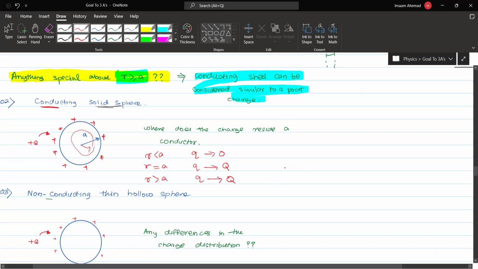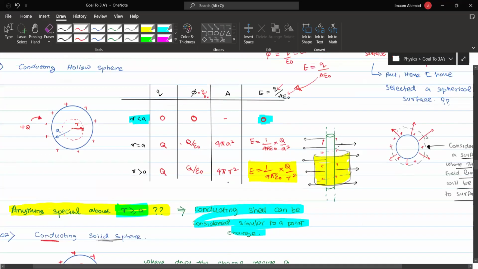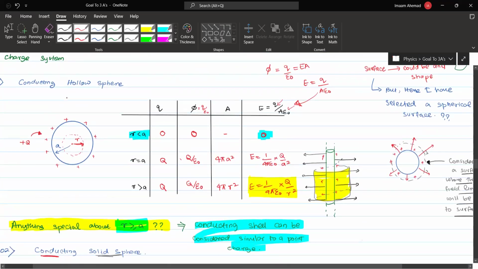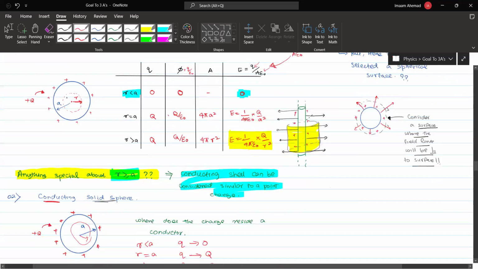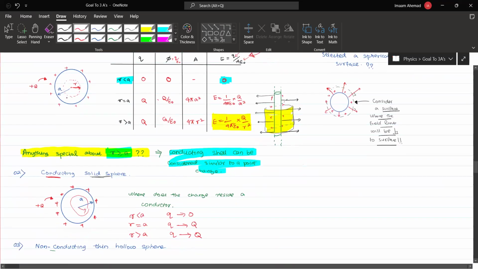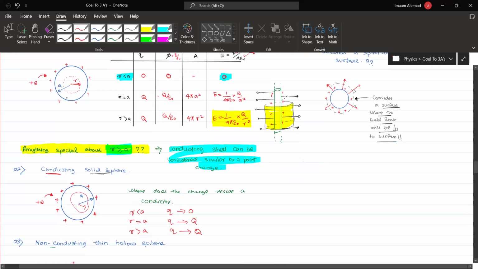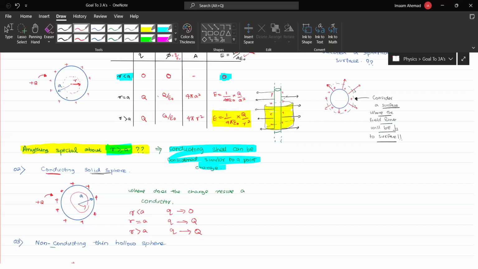Now, conducting solid sphere and conducting hollow sphere, do they have the same characteristics or different? Are they same or different? They are the same. Yes, if it is insulating, the charge is inside. If it is conducting, it's on the surface.